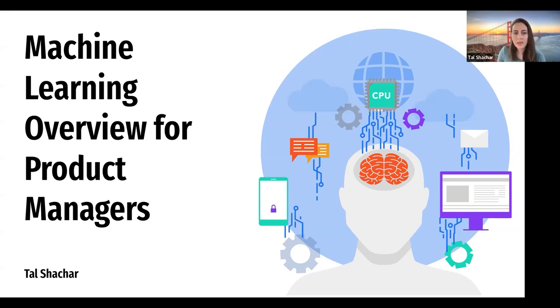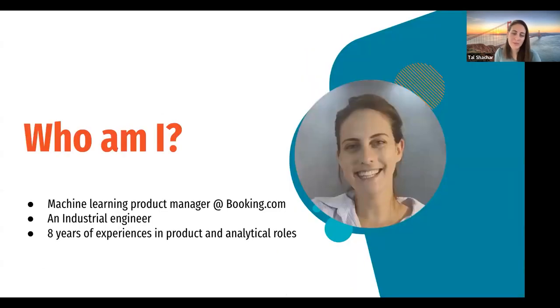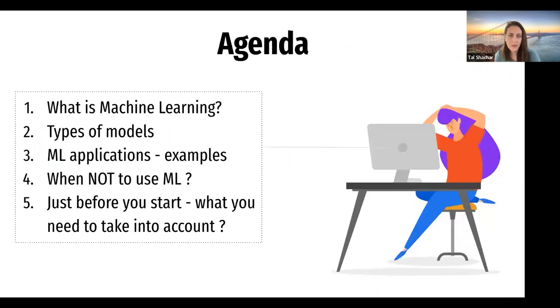So just before we begin, some background about myself. I'm Tal, I'm a machine learning product manager at booking.com. I'm an industrial engineer and I have a little bit more than 8 years of experience in product and analytical roles. Here at Booking, I focus on content intelligence, machine learning products, both in the domains of computer vision and natural language processing techniques.